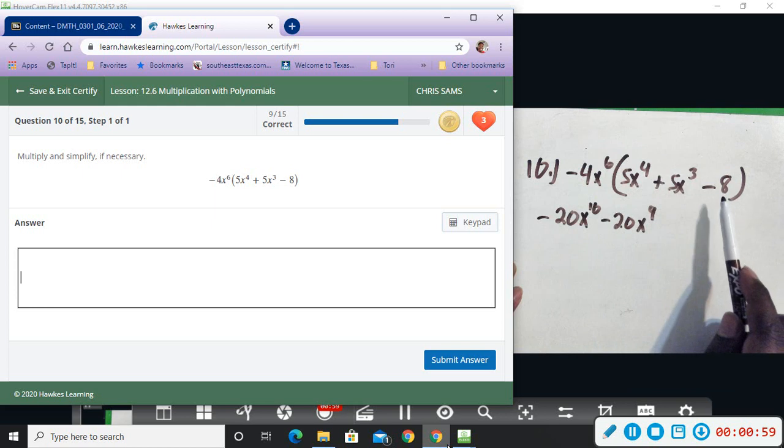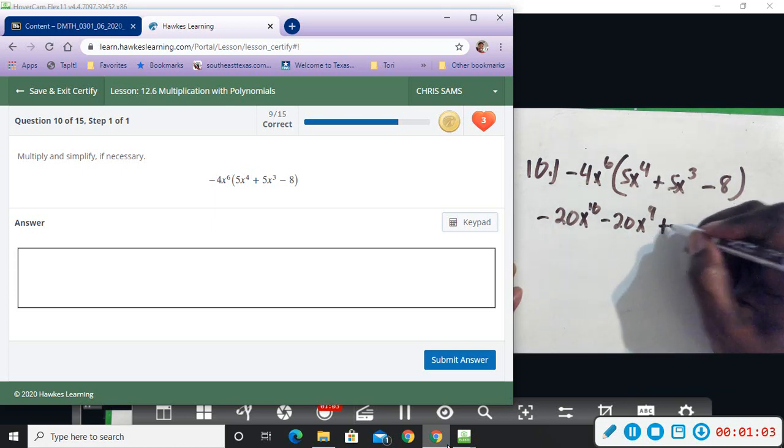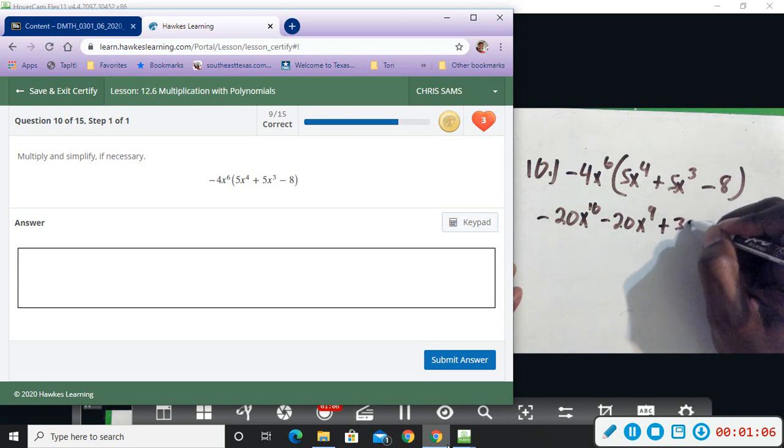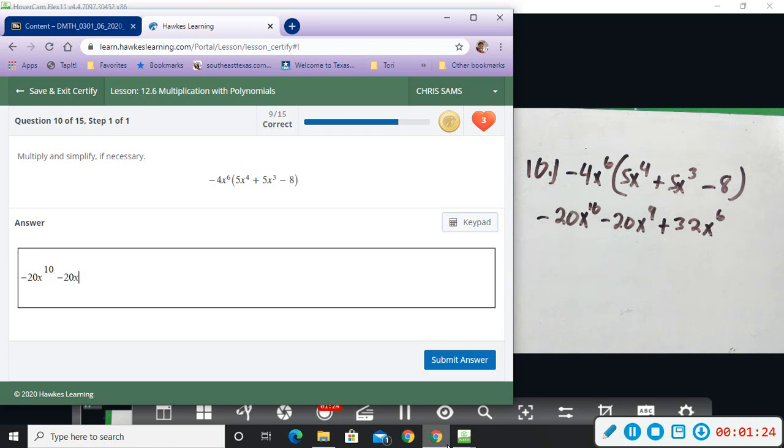And then negative 4 and negative 8 will give us positive 32. Negative times a negative is a positive. Positive 32, and we only have x to the 6th, nothing to add to it. So x to the 6th. So our final answer is negative 20x to the 10th minus 20x to the 9th plus 32x to the 6th.